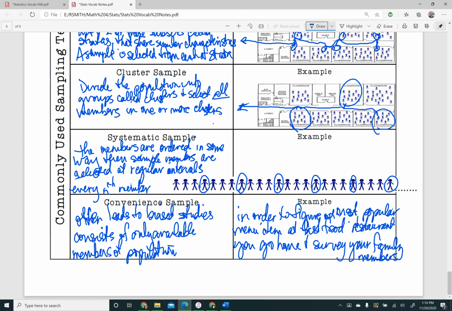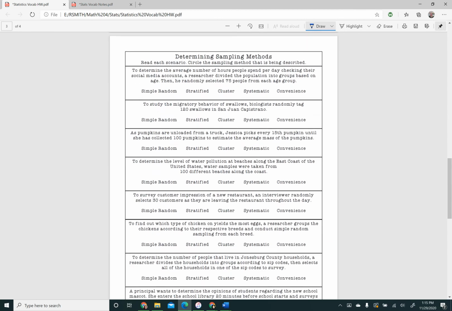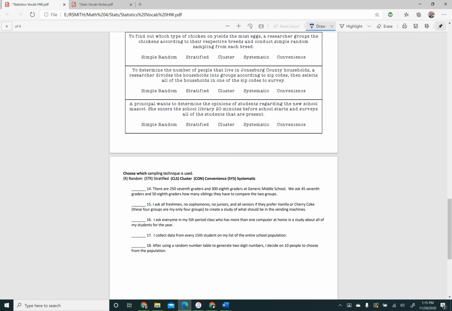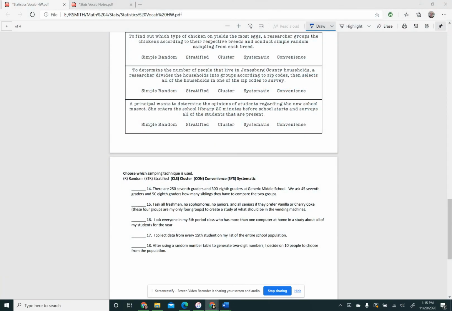So this is the end of your vocabulary for statistics. So for the third part of your vocabulary homework, you're going to determine the sampling methods here, and you're going to do 14 through 18, and that would be the end of your vocabulary homework and the end of your week for this week.